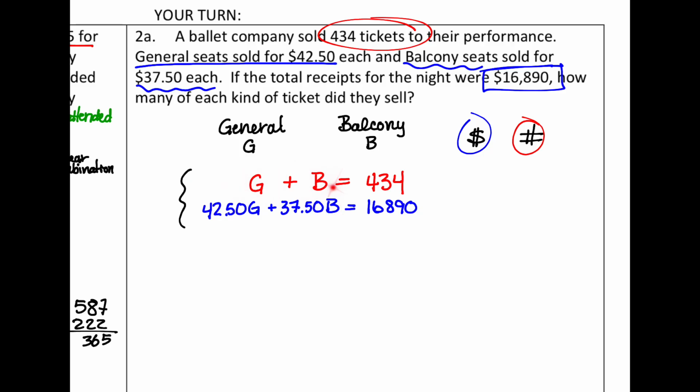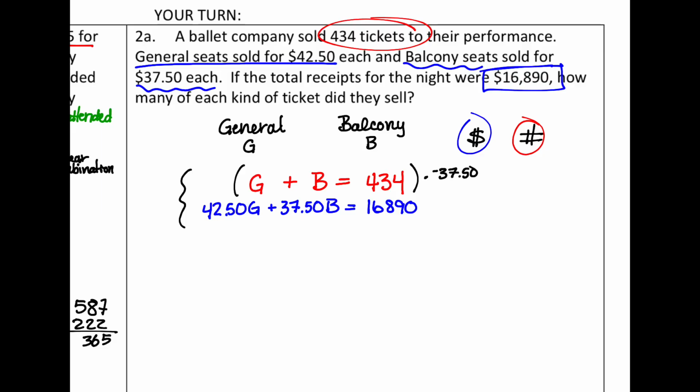You could multiply the red equation by negative 4250, so it'll cancel, or you could multiply it by negative 3750, so it would cancel. That last one is what I'm going to do because it's the smallest number. So negative 3750 times the entire thing, right? Like this.